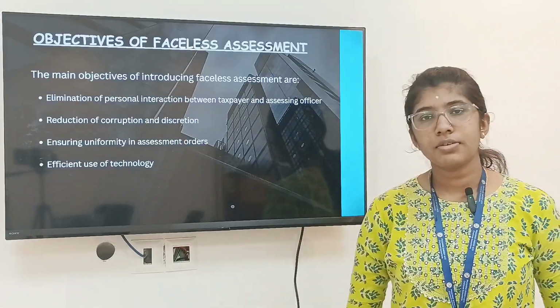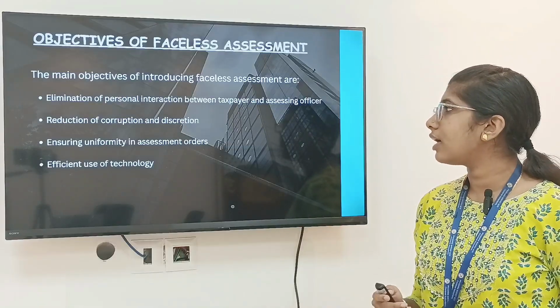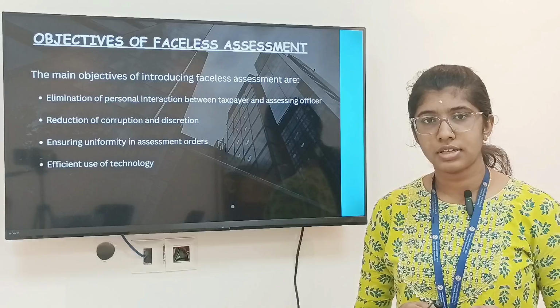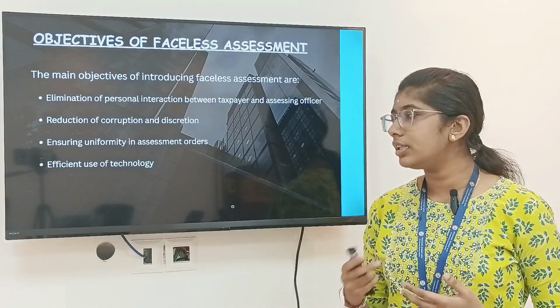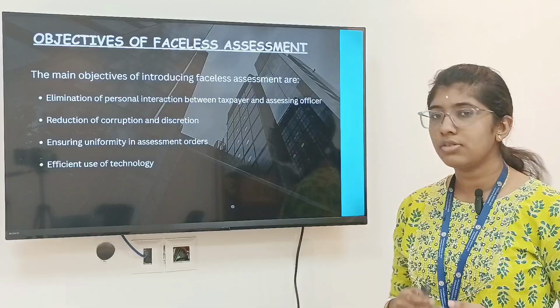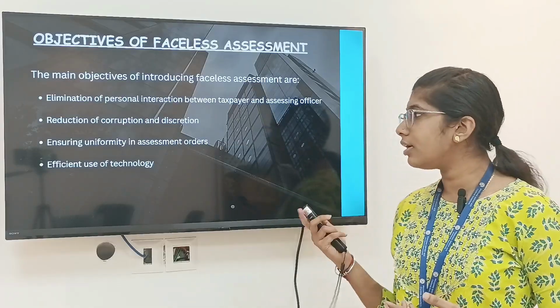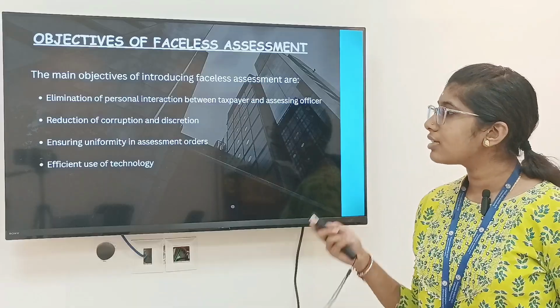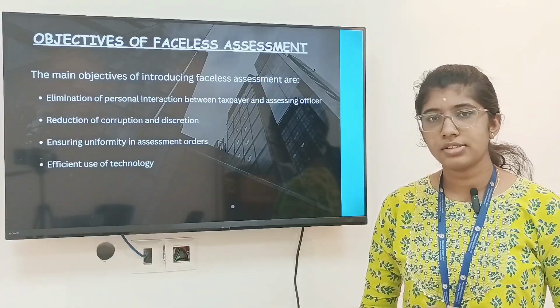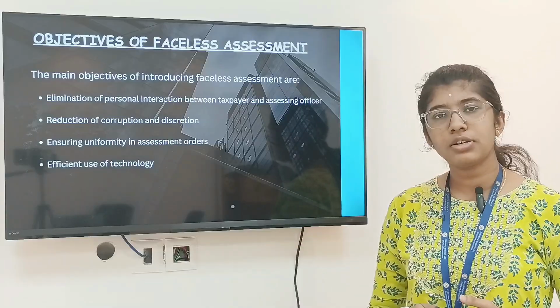So what are the objectives of faceless assessment? One of the objectives is elimination of personal interaction between the taxpayer and the assessing officer. Here the identity of both parties is not known. Next, the reduction of corruption and discretion. Since both parties do not know each other's identity, it reduces unlawful practices. Ensuring uniformity in assessment orders, so the assessment orders are dealt with uniformly. Next, the efficient use of technology.